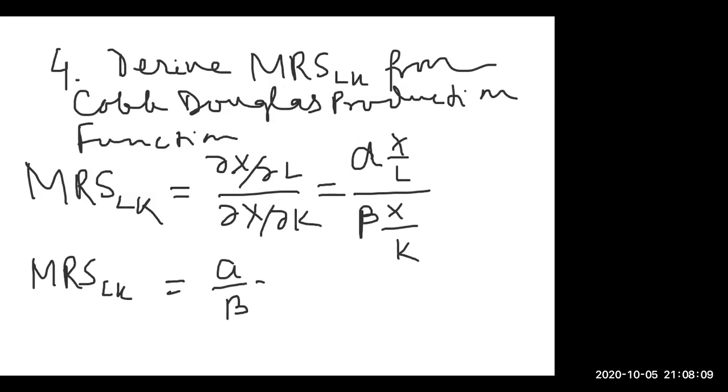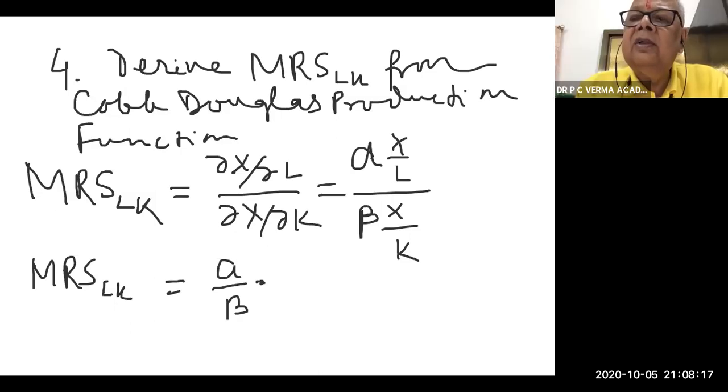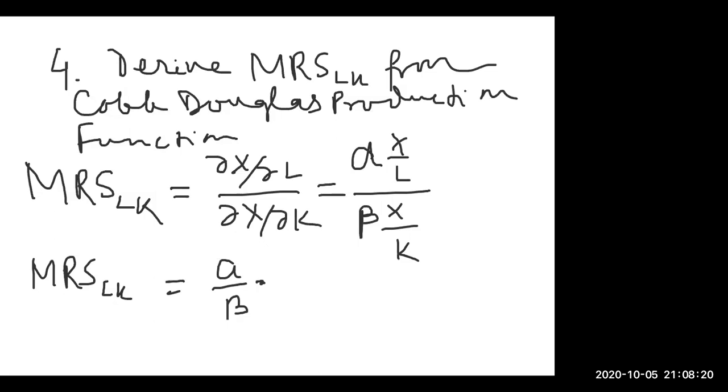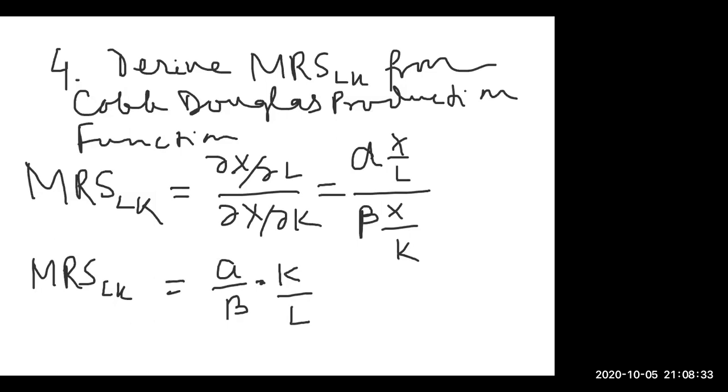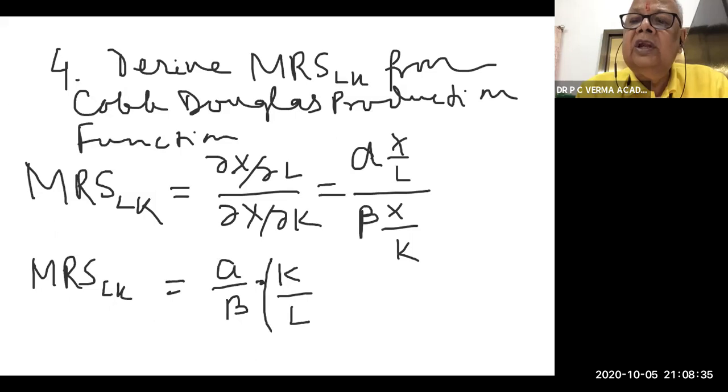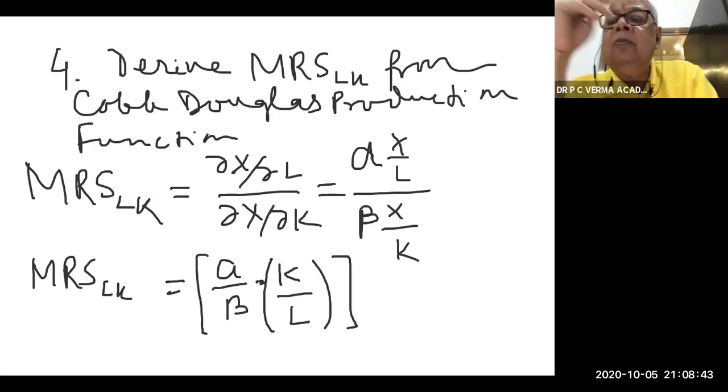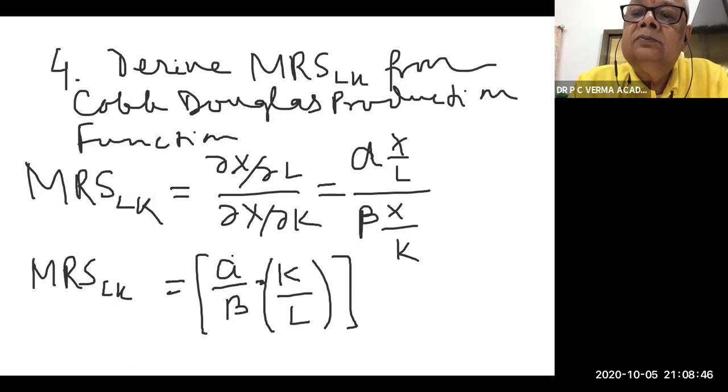APL by APK. X will be cancelled. K by L: K will go up and x will go down. So the marginal rate of substitution will be alpha by beta K by L.